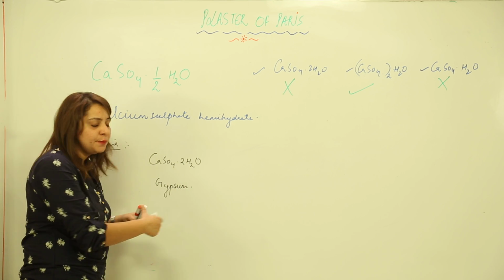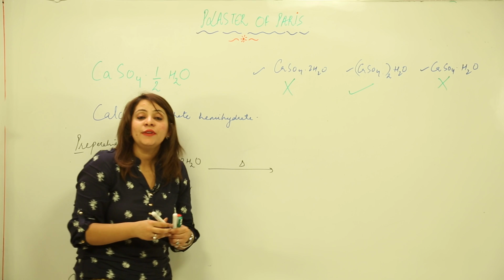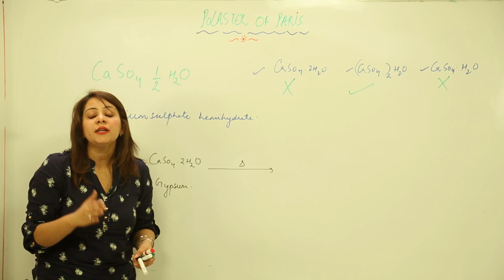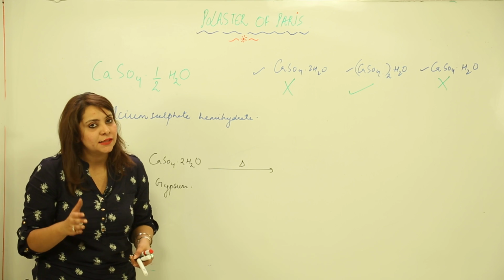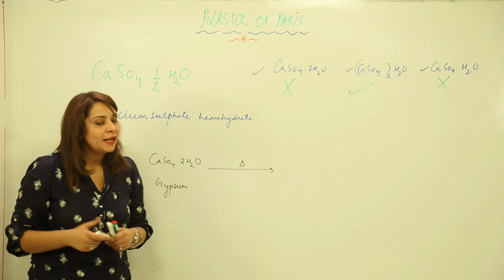So we take gypsum and we heat it. When we heat it, we have to keep a check on the temperature. The temperature should not exceed 100 degrees Celsius, or you can say it should not exceed 373 Kelvin.